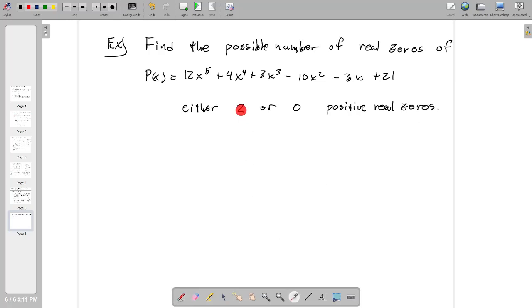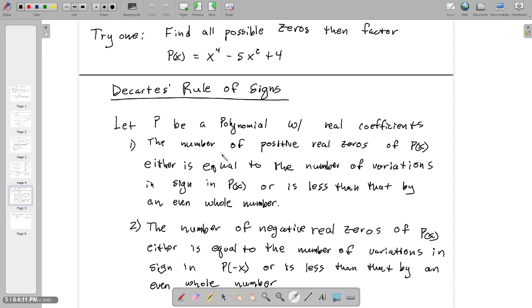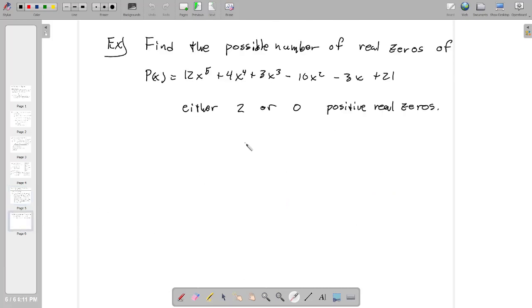We had 2 sign changes, and then if we go back to the rule, it's either equal to the number of variations in sign, i.e. the number of sign changes, or less than that by an even whole number. So 2, and then if we subtract 2, because that's the smallest even whole number, we get 0. So it's possible that it's 2 or less than 2 by an even whole number, and even 2 is an even whole number, so we could also have 0 positive real zeros.